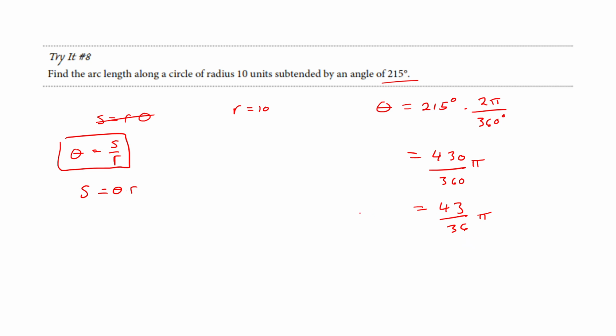Okay, so I now have the measure of the angle. It's now in radians. That's what I wanted. And I know my radius is 10. So I've got everything I need to find the arc length. It is going to be 43 pi over 36 times 10. Now you could crunch this down and get your actual number if you wanted, but I'm just going to leave it like that.